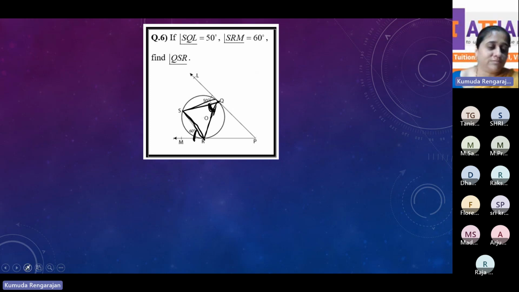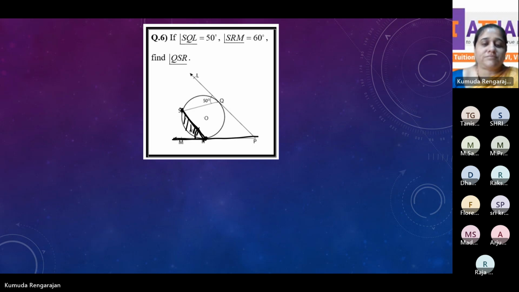Alternate segment theorem, I'll tell you again. Chord SR, endpoints S and R. Through the endpoint R, we have a tangent. The angle given to us between the chord and the tangent is in the minor segment. Why do we say minor segment with respect to the chord SR? Now look at the major segment of the circle. The same chord SR must subtend an angle at any point in the major segment.